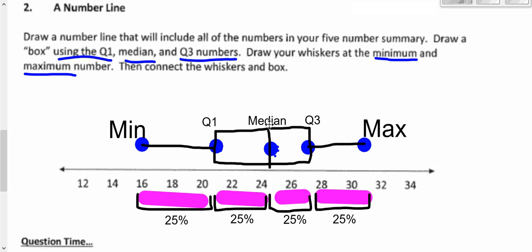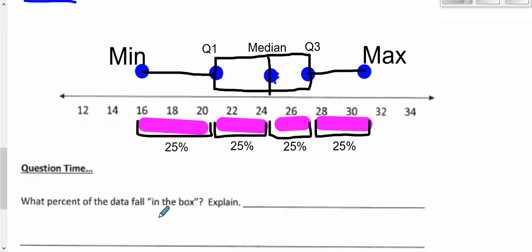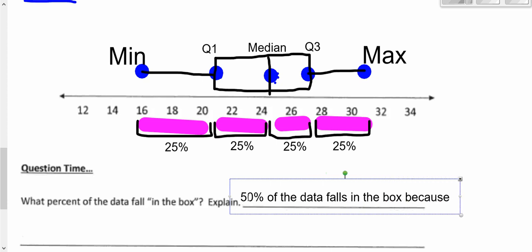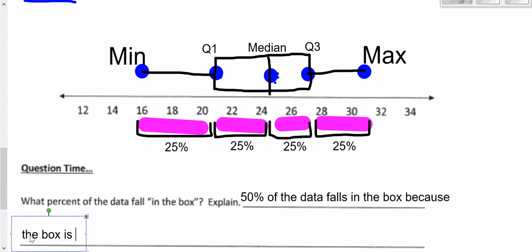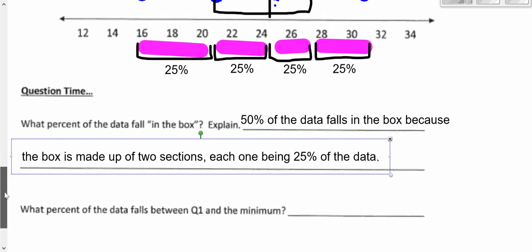Okay, so that being said, we're going to answer some questions. It says, what percent of the data falls in the box? So that means just inside the box, what percentage of our data is here? Well, we have 2 sections that make up the box. We know that each section of our box plot is 25%. So 2 sections of 25 would give us 50%. So 50% of the data falls in the box because the box is made up of 2 sections, each one being 25% of the data. Okay? So that's how we would explain that.